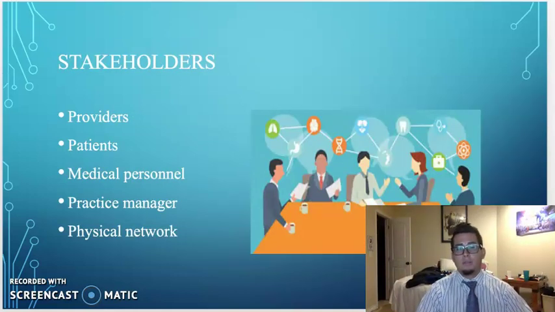Stakeholders are providers, patients, medical personnel, practice managers, and the physical network. The providers would need to also suggest and make sure that they're ultimately transparent with each patient so that the patients know the costs and what everything is that they have to do in order to cover such costs. Patients as well need to be educated as much as they can going into any procedure and know what time of year to get different types of medical treatment so that they can utilize the full potential of their healthcare benefits. The practice manager needs to overlook any expenditures throughout the practice in order to be an effective manager in managing costs and managing the budget overall.